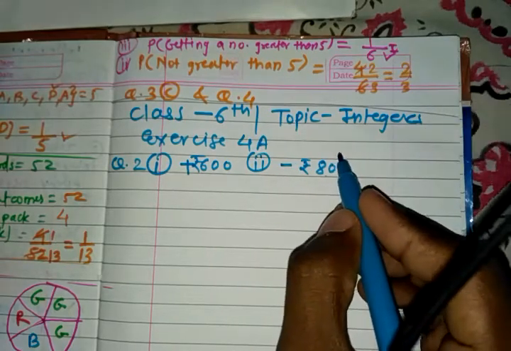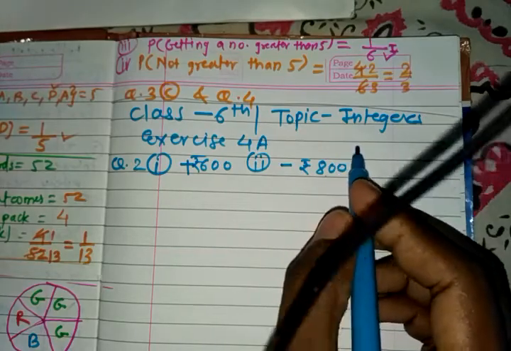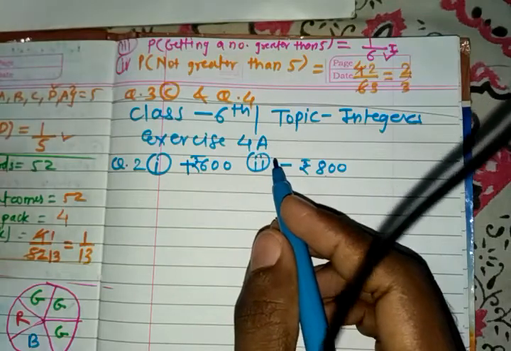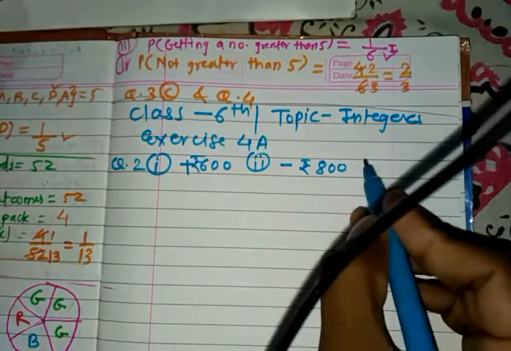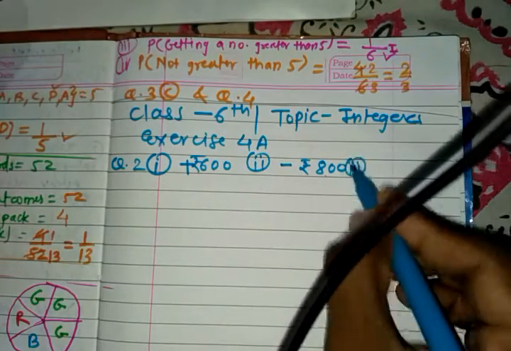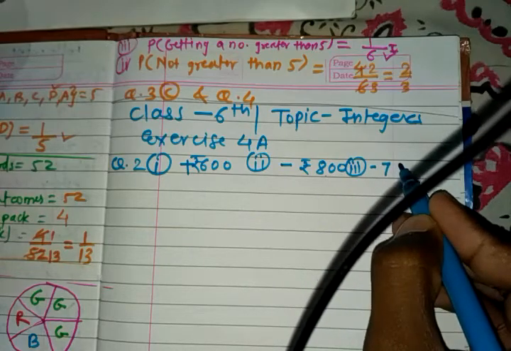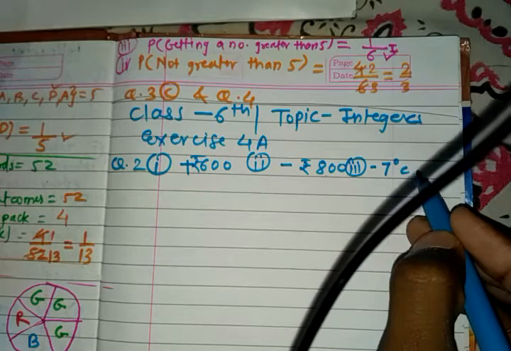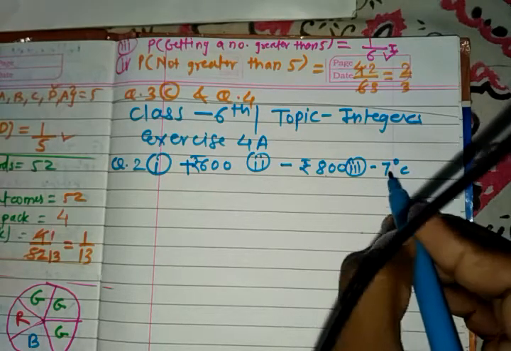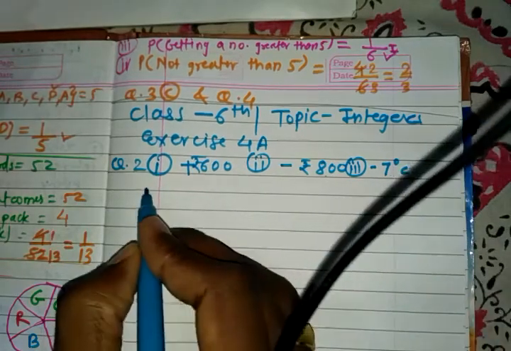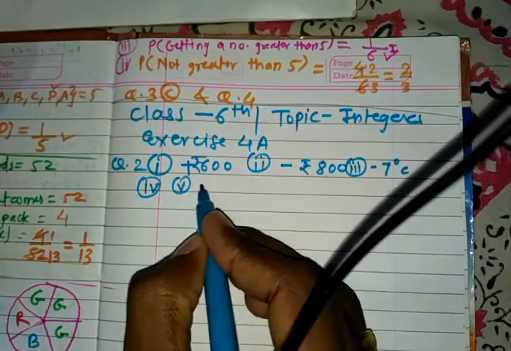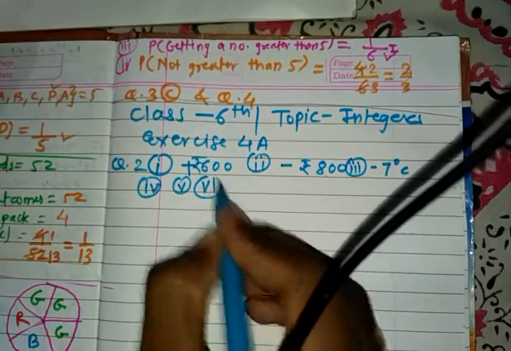In this way, below, we just have to understand the word meaning. Below means down, and down means negative, so it would be minus 7 degree Celsius. So in this way you can solve the next problems, that is 4, 5 and 6.